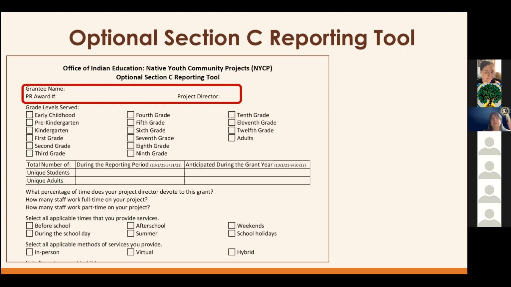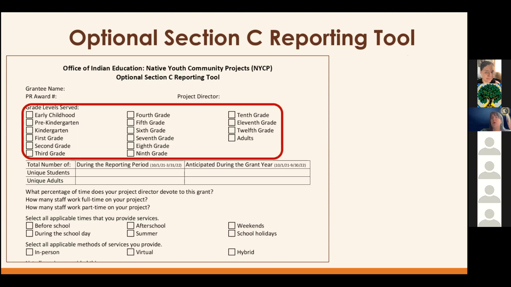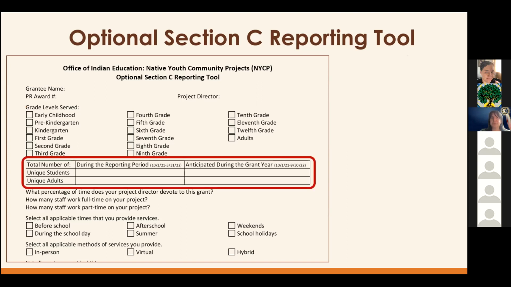Okay, so once again, first thing we always start off with is the grantee name, PR award number, and project director, just to make sure that in case documents get separated, or we're looking at this at different times, we know exactly which grantee and which project we're talking about. We have this form set up so that you can just tick off and click all those grade levels served, and we've included early childhood as well as adults and all the various grade levels here.